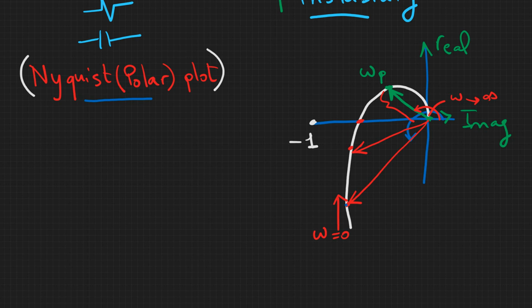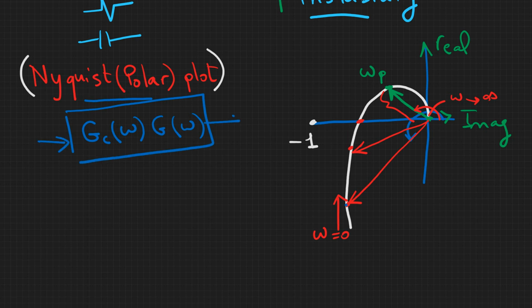And from this plot, it's important to know that of course we are talking about the open loop system also. So let's say that the open loop transfer function, or the open loop frequency response, is Gc of omega times G of omega. Okay, so this is the combined open loop, which is then being used in a closed loop system. But for now we'll focus on the open loop.